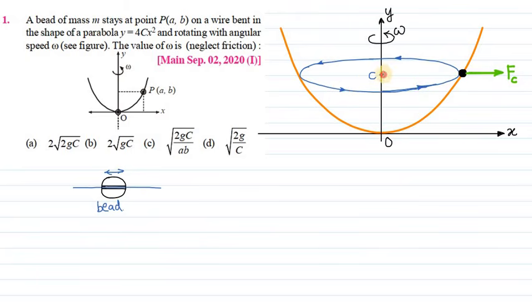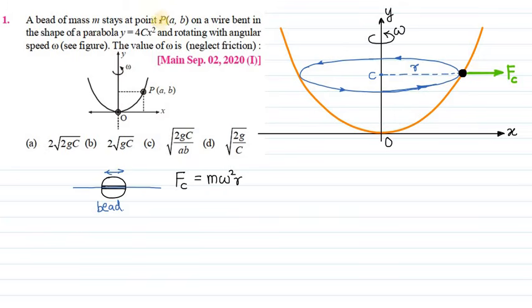This is the radius of the circle, r. Now the centrifugal force acting on the particle is equal to m omega square r, which is the formula for centrifugal force, where r is the radius.